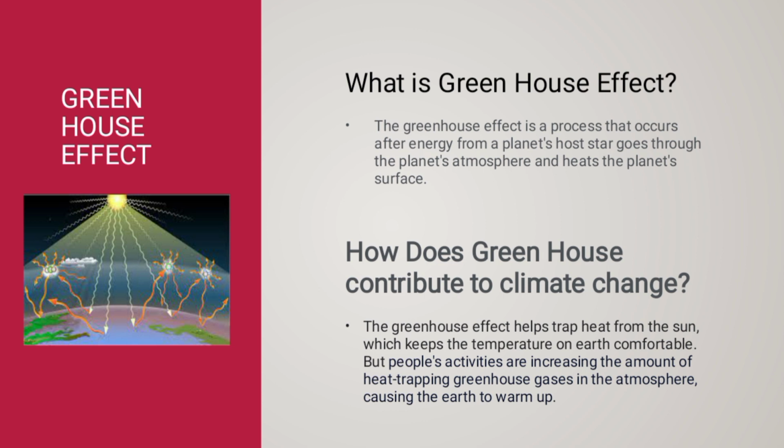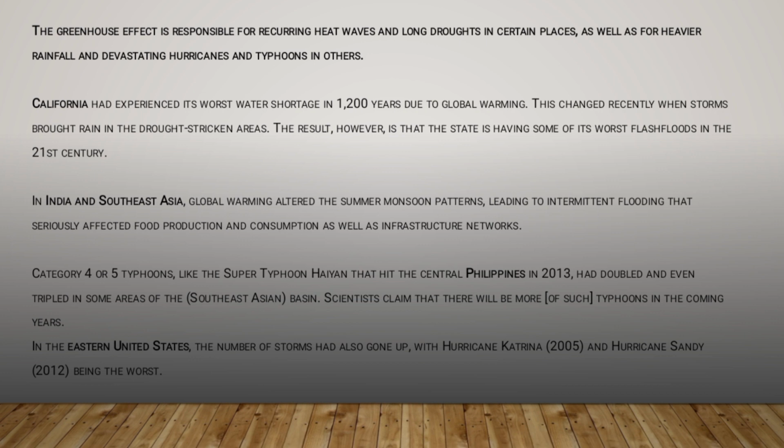How does the greenhouse effect contribute to climate change? The greenhouse effect helps trap heat from the sun, which keeps the temperature on Earth comfortable, but people's activities are increasing the amount of heat-trapping greenhouse gases in the atmosphere, causing the Earth to warm up. The greenhouse effect is responsible for recurring heat waves and long droughts in certain places, as well as for heavier rainfall and devastating hurricanes and typhoons in others.